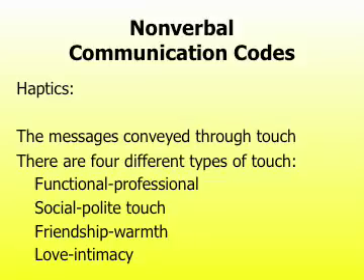In a certain situation, it's sort of expected. Friendship warmth touch is a touch used to convey regard, affection, or camaraderie. Here, you're touching the shoulder, not for any official reason, but just to convey that you care about the person, right? This would also include a hug and others. And then there's love intimacy touch, which is touch that indicates deep emotional feeling, okay? So, different kinds of touch for different situations.